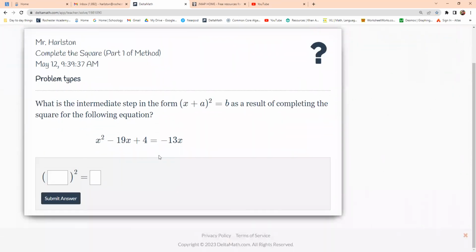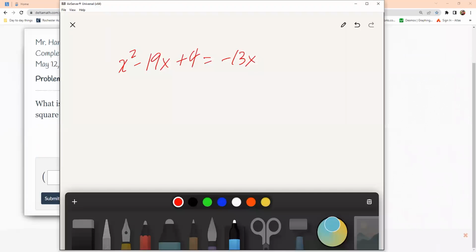All right, so let me write this down. We got x squared minus 19x plus 4 equals a negative 13x. Okay, so let's go to my iPad. First thing you want to do is get the x's all together and get the numbers on the other side of the equation. So I'm going to add 13x here.